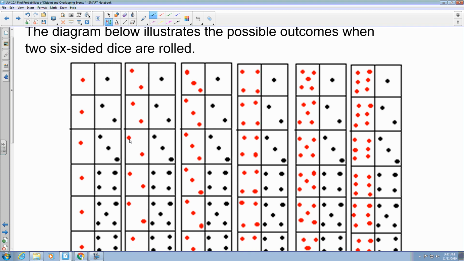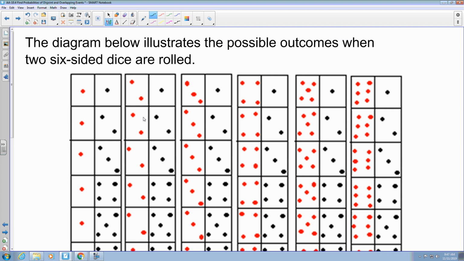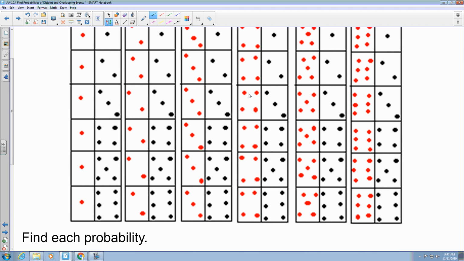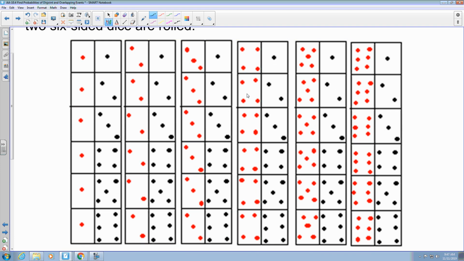All right, so here the diagram below illustrates the possible outcomes when two six-sided dice are rolled. You can have a 1-1, 1-2, and so on. They have all of the possible outcomes here. If you count them, there are 36 possible outcomes.